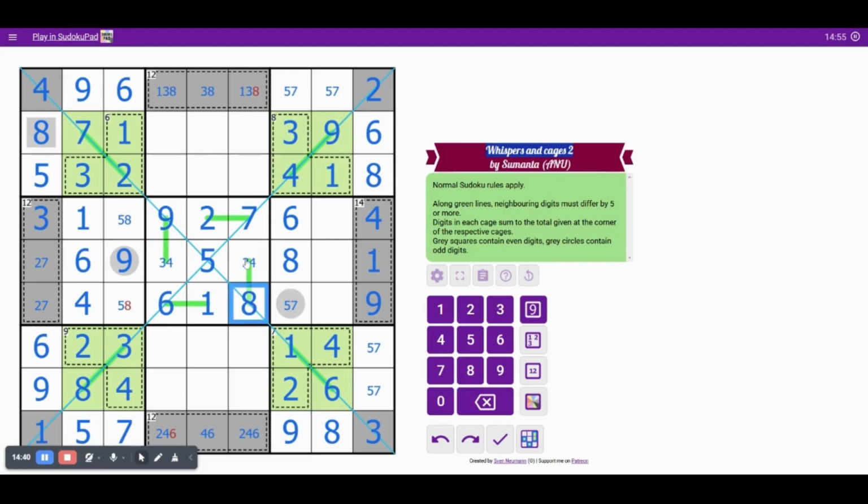8 and 9. 8 cannot go with 4 in the diagonal line, so that becomes 3. This becomes 4. This 8 is this cell. It becomes 5. 8, 7, 5, 7, 1. This can be 4 or 6 because of these two digits, and becomes 2. This 7 is the same as that one, that becomes 2, that's a 7.